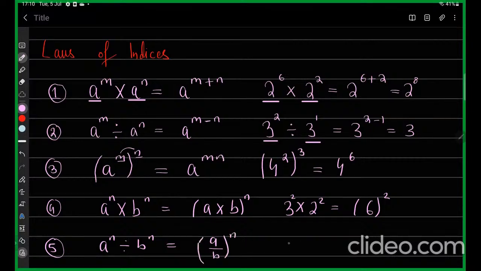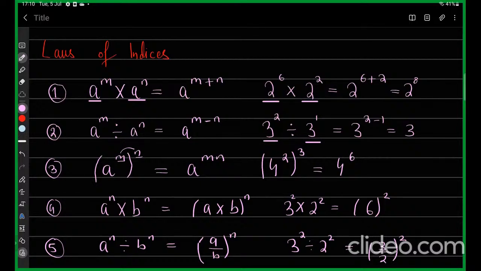For example, if you have 3 squared and it's being divided by 2 squared, now the power is same, so I can write it as 3 by 2 whole power 2. All right. Now, these are the 5 most basic rules or laws of indices, and you can make a lot of laws using these.